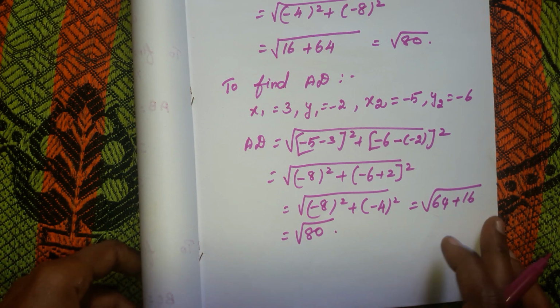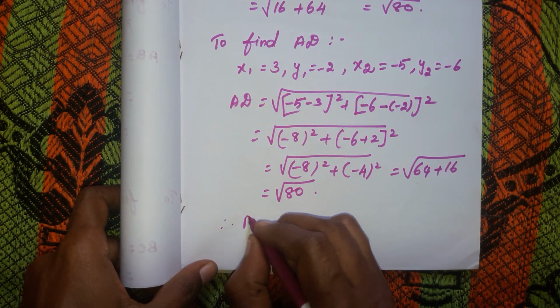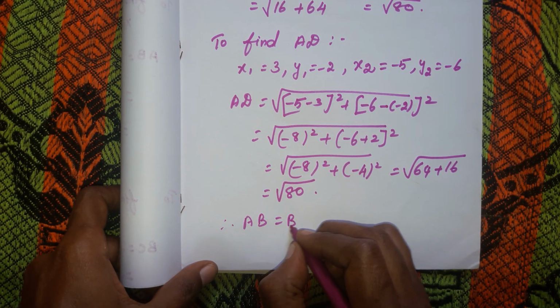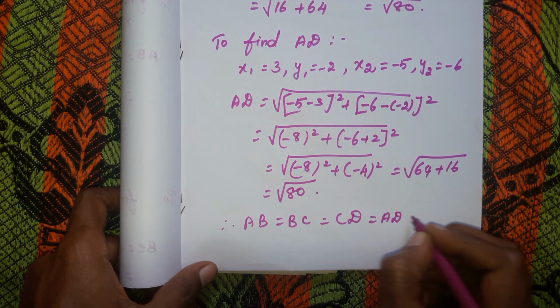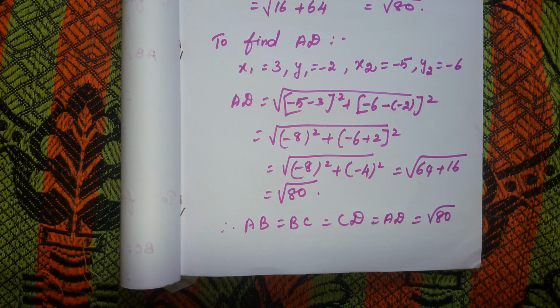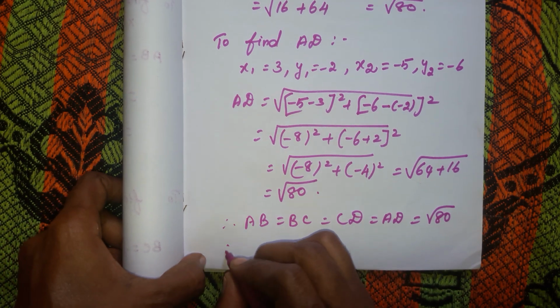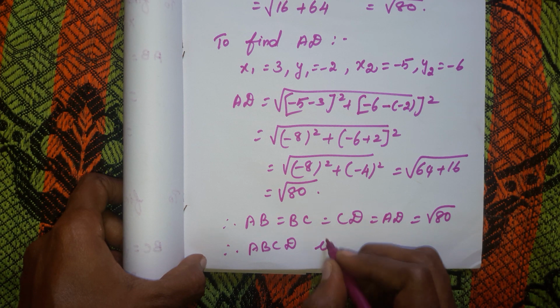Okay. Here all the sides are equal. Therefore AB is equal to BC is equal to CD is equal to AD is equal to root 80. All sides are equal. Therefore, the given points taken in order form a parallelogram and which one? Rhombus. Therefore, ABCD is a rhombus.